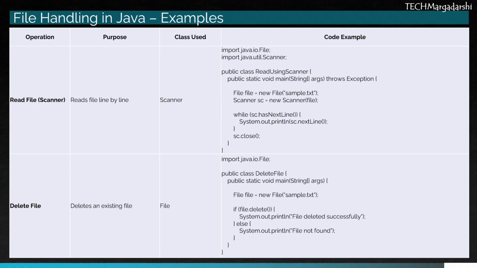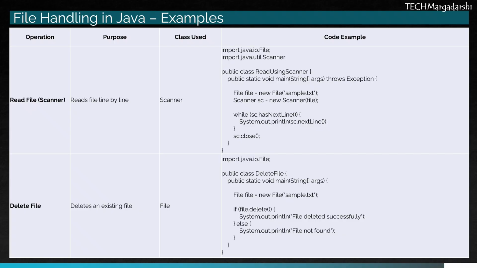Now, read file using Scanner. The Scanner class is a very convenient way to read files line by line. It is commonly used when working with text files and user-friendly input. First, we import the File class and the Scanner class. Inside the main method, we create a file object that points to sample.txt. Next, we create a Scanner object and pass the file to it.